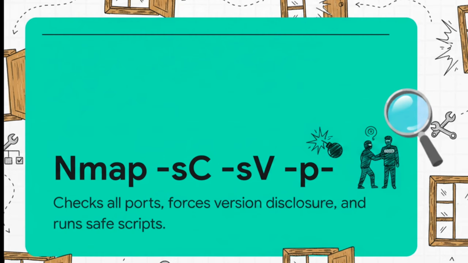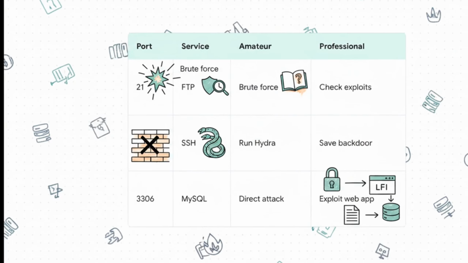Now we know the IP. We point our heavy artillery at the target. We need to find every open door, every window, and every service running on that box. I type sudo nmap -sC -sV -p- 192.168.204.129. Let's break the weapon down. -p- means we are scanning all 65,535 ports. We leave no stone unturned.